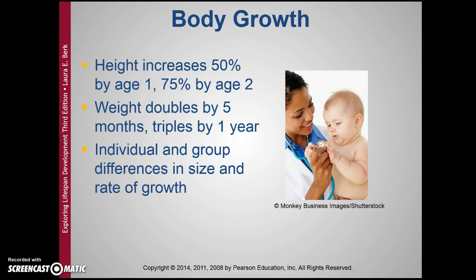So, first off, body growth. Understand that from birth through 2 years old, this is the most rapid growth span for child development. There are two ways that the child grows. The first is cephalocaudal, and the other is proximal distal.